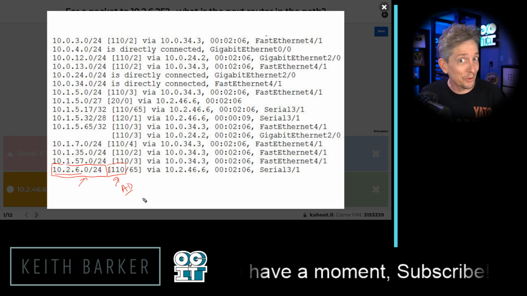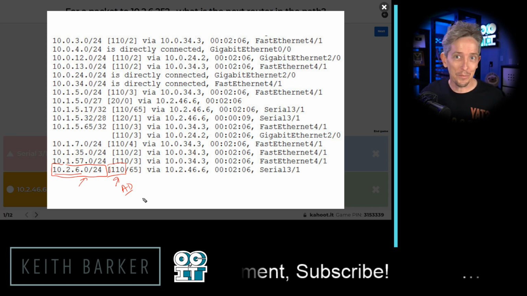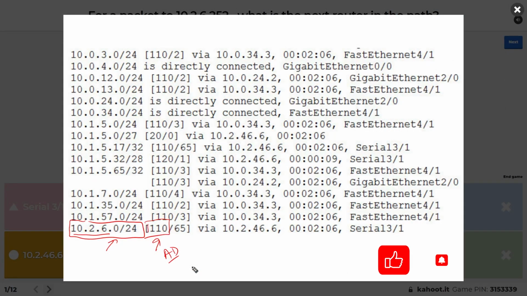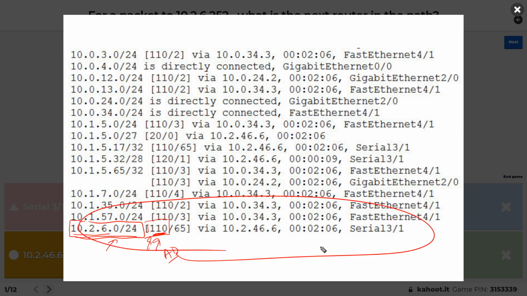And it's like golf. The lower the score, the better. If there are 2 different protocols, and one has an AD of 110 for that exact route, and one has an AD of 120 for that exact route, the lower is going to get in. Now, once it's in the routing table, which is right here, then when a packet comes along, the router always looks at the longest match to see which route is going to be used. So this is the only match.